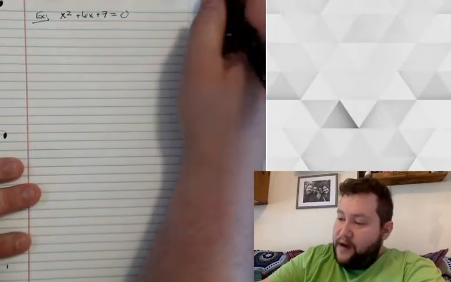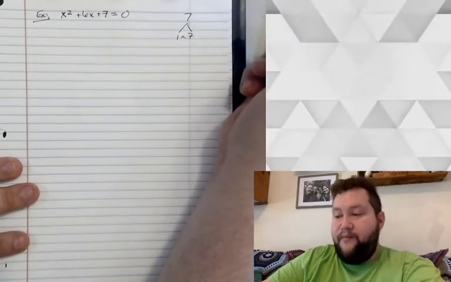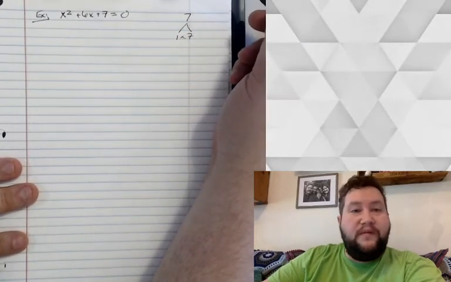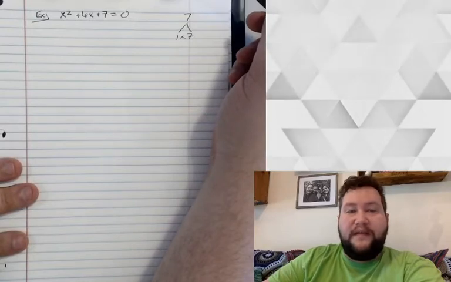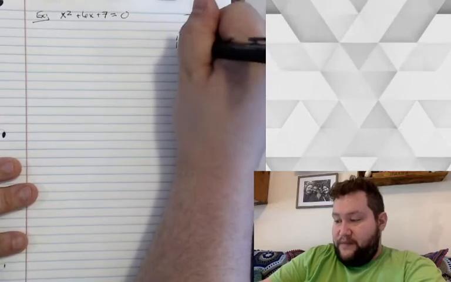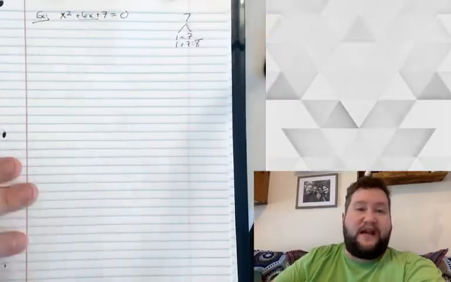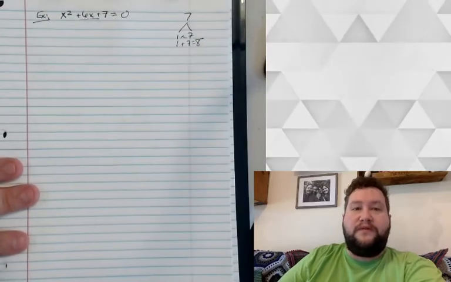We can look at our factors of 7. Well, it has to be 1 times 7. And what factors of 7 when summed give us 6? Well, the answer is none, because 1 plus 7 is equal to 8. This doesn't factor. And remember, we called those irreducible.